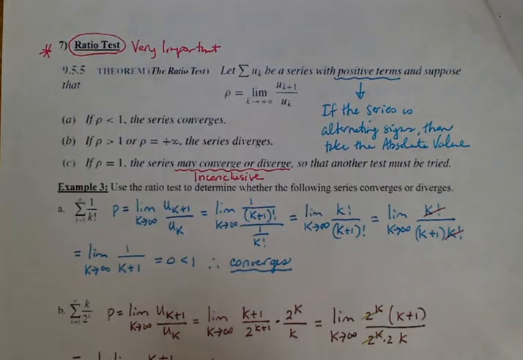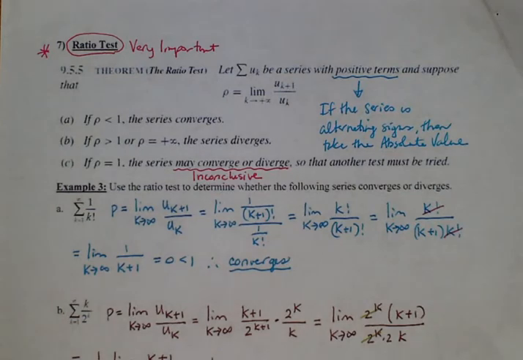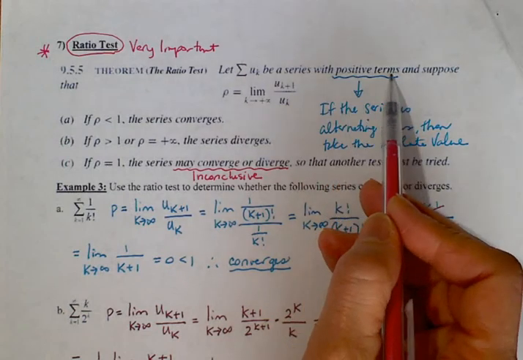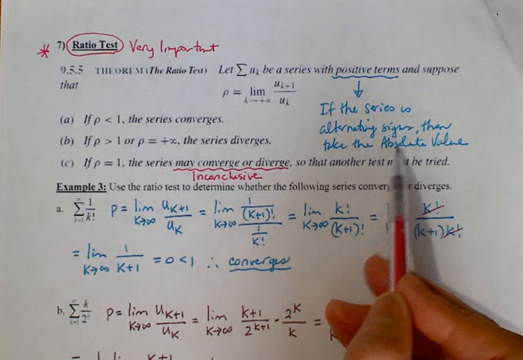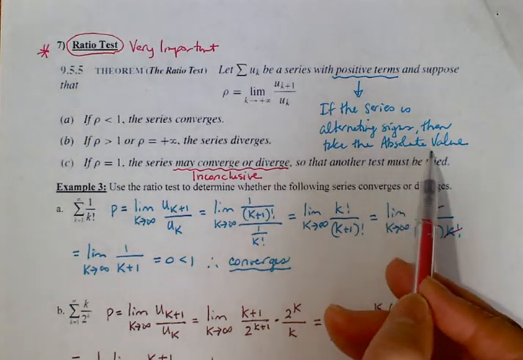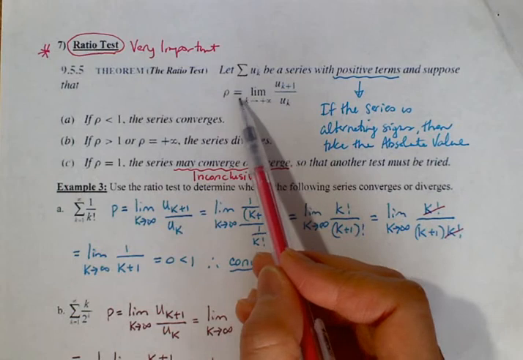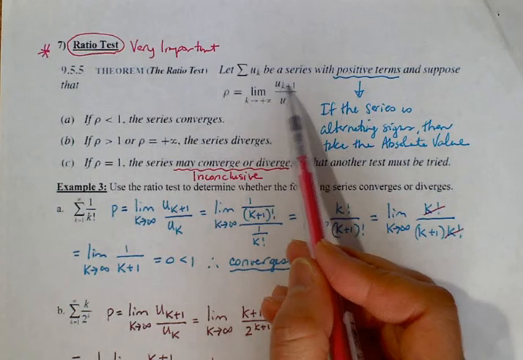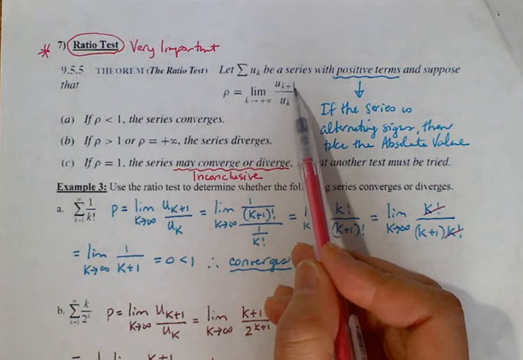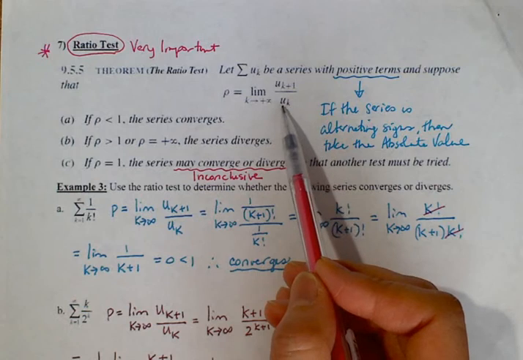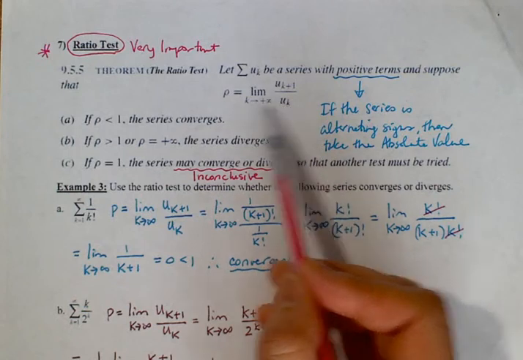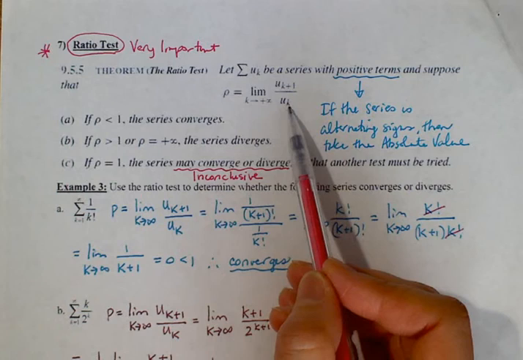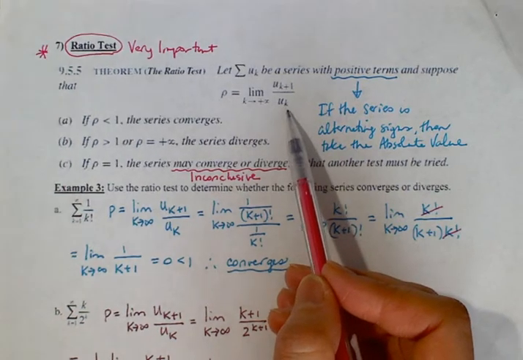Okay, so the ratio test states this. You have your given series and it has to be positive terms. And so if it's an alternating series, then you need to make sure that you take the absolute value. Okay, so you're going to be taking p equals and write out the limit of the next term. So it's u sub k plus 1 and divide that by the current term, or the nth term or the kth term, which is u of k, and take k out to infinity. All right, so you're going to be creating this limit, and then the conclusion are three things.